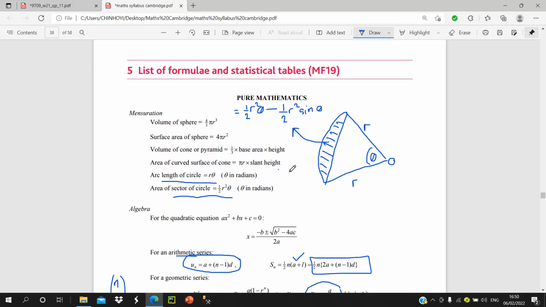Then you can factor out half r squared. Then here you are going to remain with the theta minus sine theta. So this is the formula if you want to calculate the area of a segment. So I just gave you this formula. Maybe you are going to use it, right?